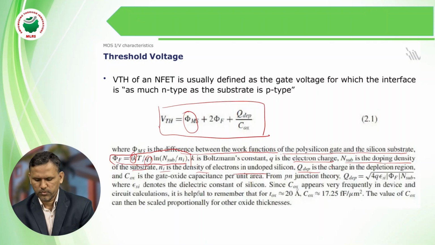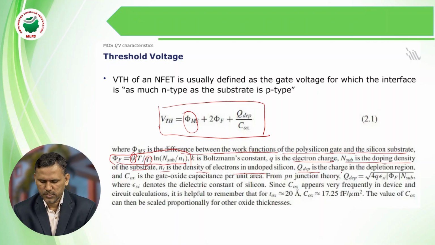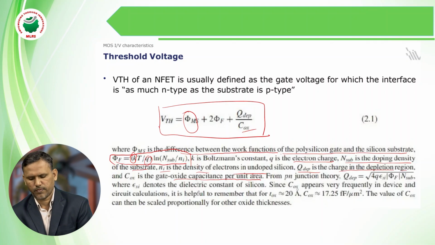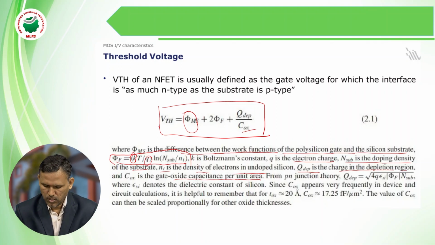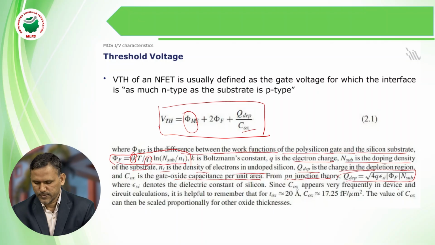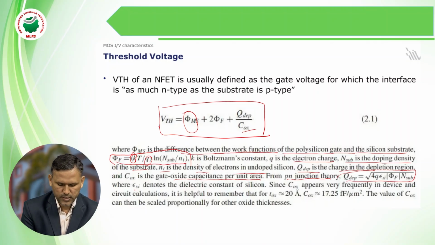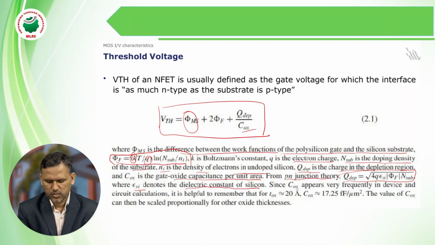And QDP indicates the charge of the depletion region. And COX is the oxide capacitance per unit area. So according to the PN junction theory, here Q depletion is equal to the square root of 4q epsilon Si mod pi f mod n substrate, where epsilon Si indicates the dielectric constant of silicon.